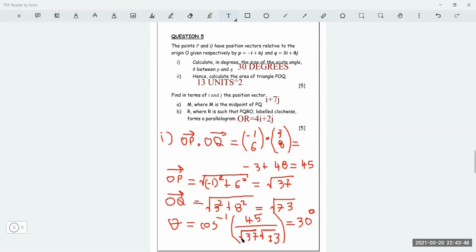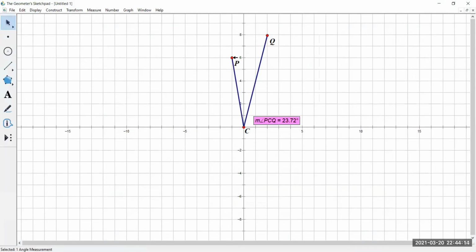So let's just work this out again because we got 30 degrees. 23 is a little off. 45 divided by the square root of 37 times the square root of 73. And then 45 divided by that, and cos inverse. That should be 30 degrees. So let's check that one more time, because that is the angle between P and Q.